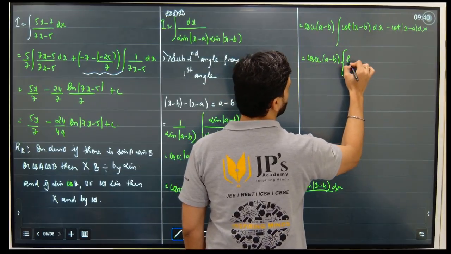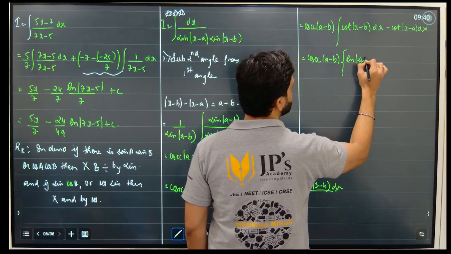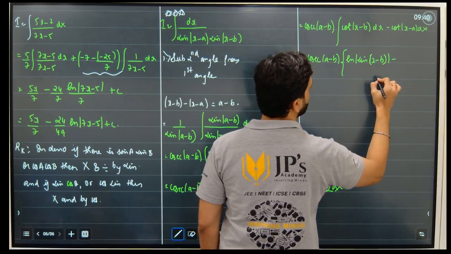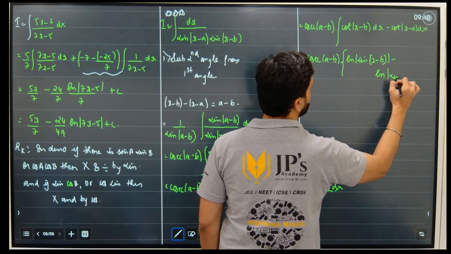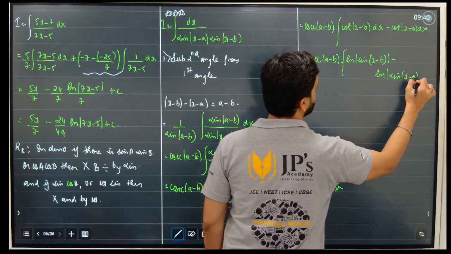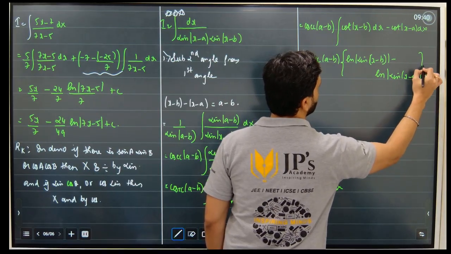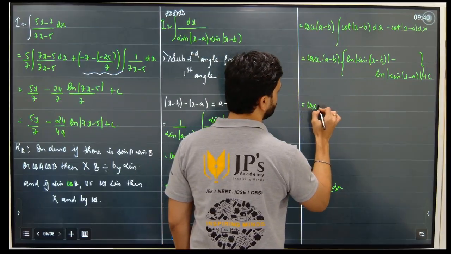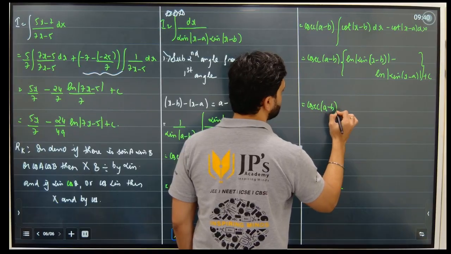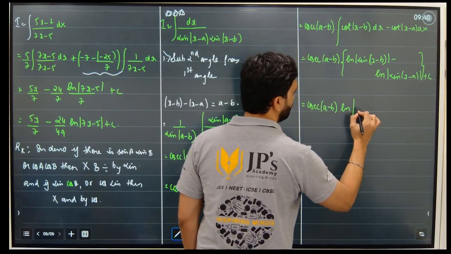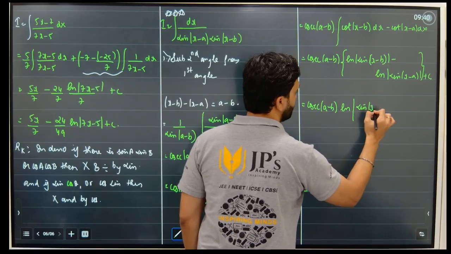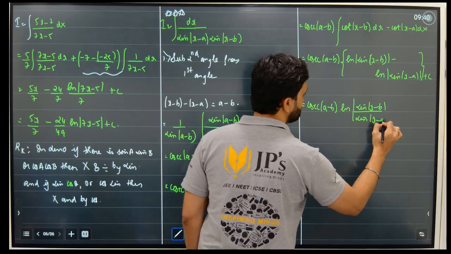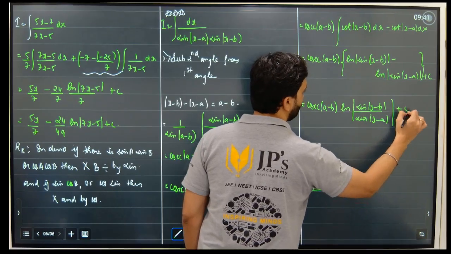Integration of cot is ln sin(x minus b) minus ln sin(x minus a) plus c, which will become cosec(a minus b) into ln of sin(x minus b) upon sin(x minus a) plus c.